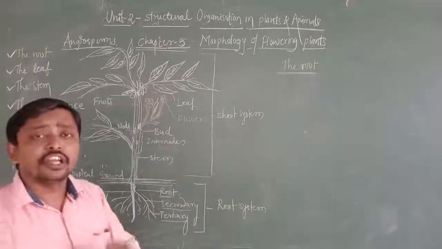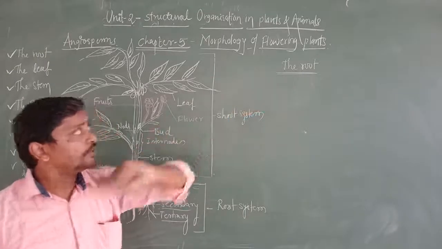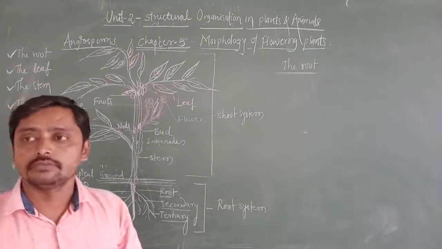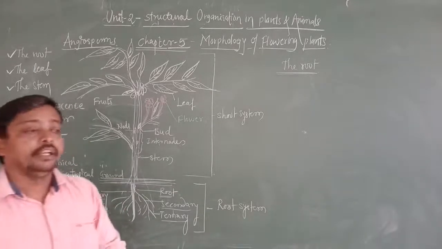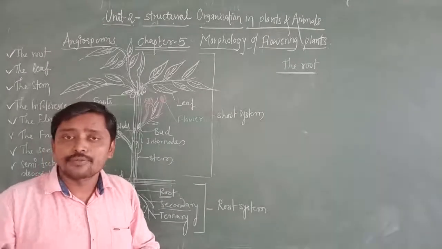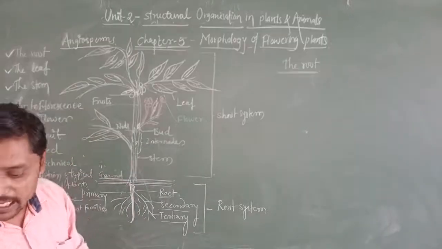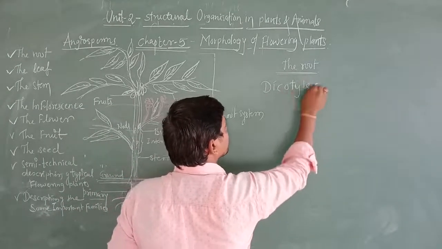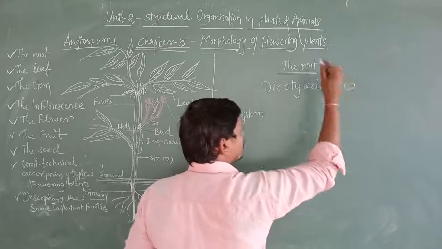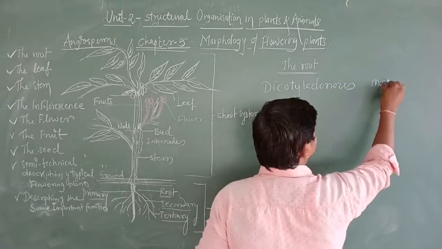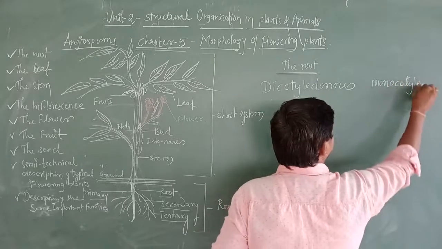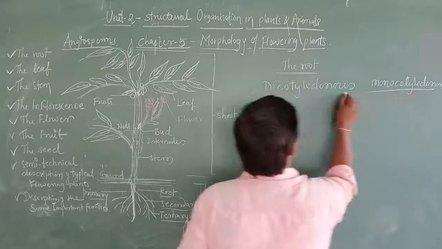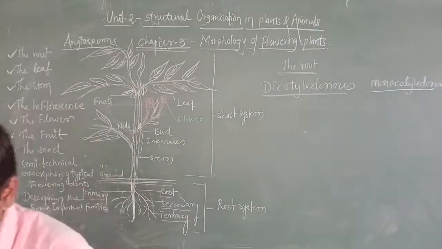Now, when we study the root, we give importance to two types of plants. What are those? Dicotyledonous and monocotyledonous.